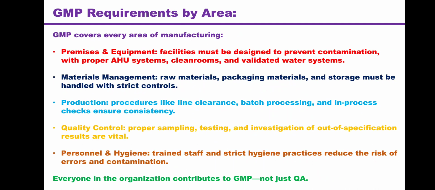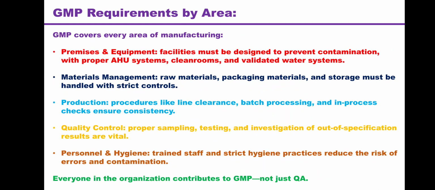Next one is quality control. Proper sampling, testing, and investigation of out of specification results are vital. Means if we sample properly, we will get the proper material for testing. If we test properly, we will get a clear picture of product quality. So we should do all the processes in flow and in the proper way, as per design or as mentioned in the SOPs.